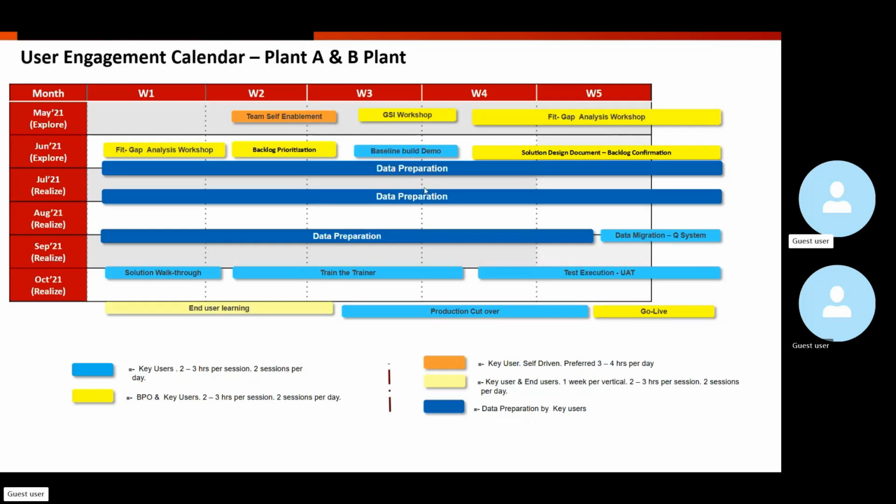Okay, so all of these are covered here. Basically, if you see a GSI workshop, both BPOs and key users should be there. Then fit to gap analysis workshop for explore phase continuation. Backlog prioritization workshop. Are you able to relate to these terms that you see on the screen? Baseline build demo. Then solution document. Backlog confirmation. So you're able to relate to these terms, right? Any particular terms which you're not aware of in this?